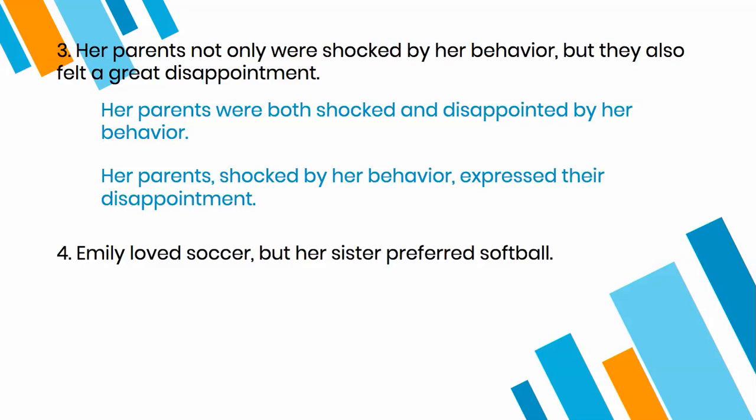Number 4: Emily loves soccer, but her sister preferred softball. If we try to make this parallel, we see Emily loves soccer: subject, verb, direct object. Her sister preferred softball: subject, verb, direct object. This sentence is parallel, and it is correctly coordinated.